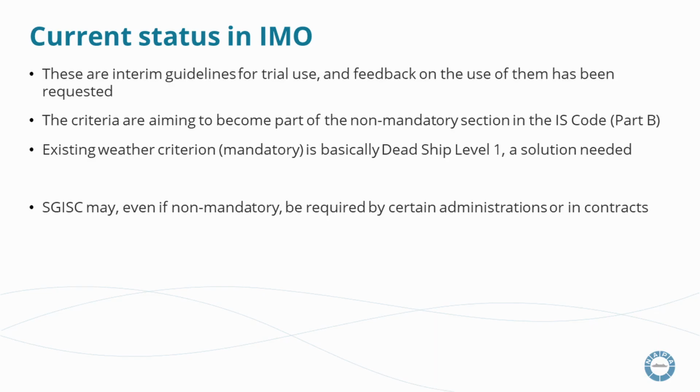Good to know is that the second generation intact stability criteria have been published for trial use and that feedback on the use of them has been requested. The criteria are aiming at becoming part of the non-mandatory section in the IS Code. The existing weather criterion is essentially the level 1 check for the dead ship, so some solution is still needed here before the new criteria can be included in the IS Code, as the weather criterion currently is mandatory. Also, please note that even if the criteria are non-mandatory, they could be required by a flag state administration or through contracts.